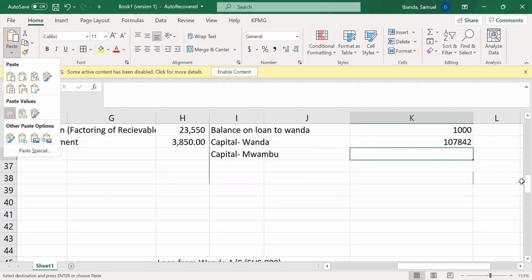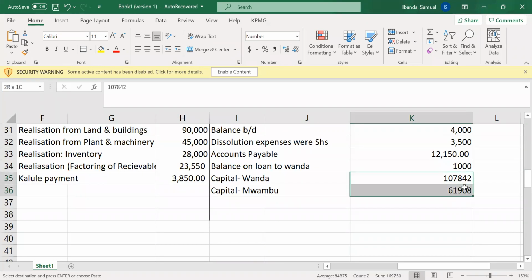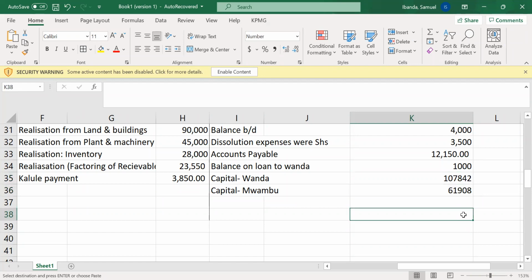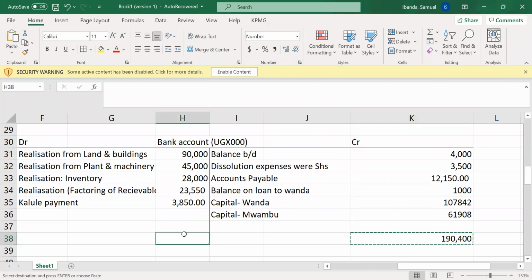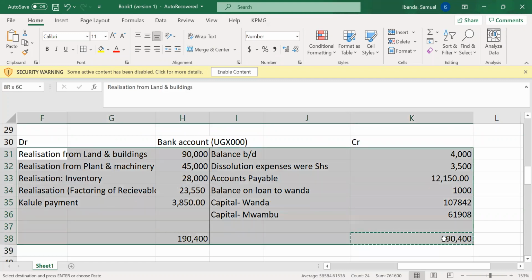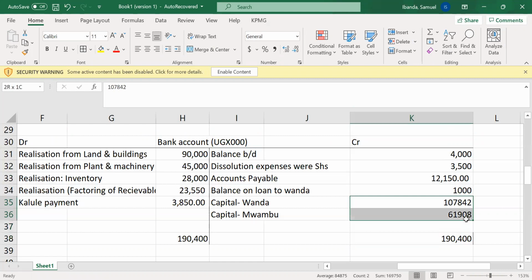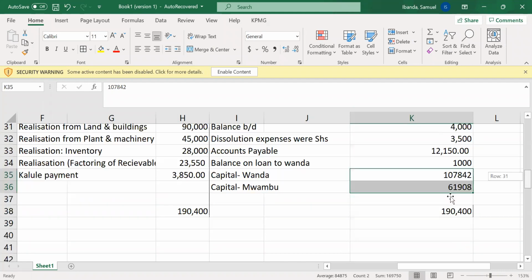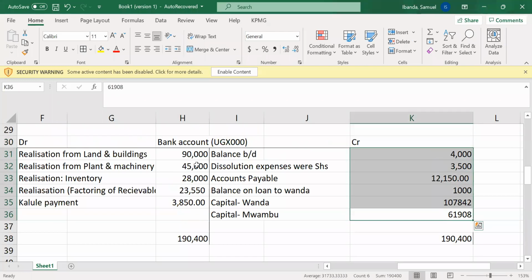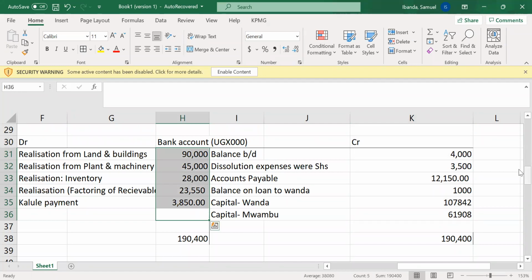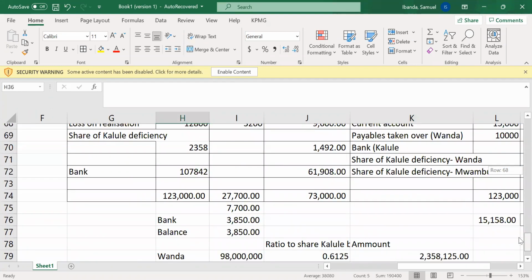One thing you get to realize is that the summation of this was the difference in the two sides. Even when you add these two sides now, you realize it will be the same total that you actually get here. So your bank account is supposed not to have any balance brought down or balance carried down at all. Once you've transferred this from the capital accounts, it should automatically balance off. That's why you see this is balancing off and this is also balancing off. So that is how you would wind up your partnership.